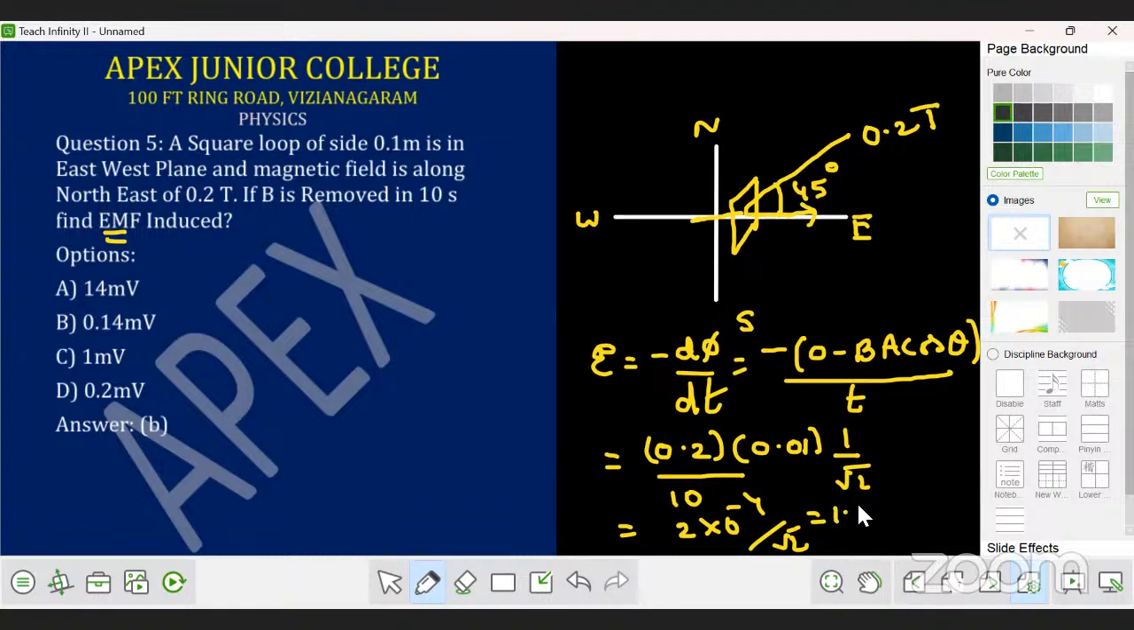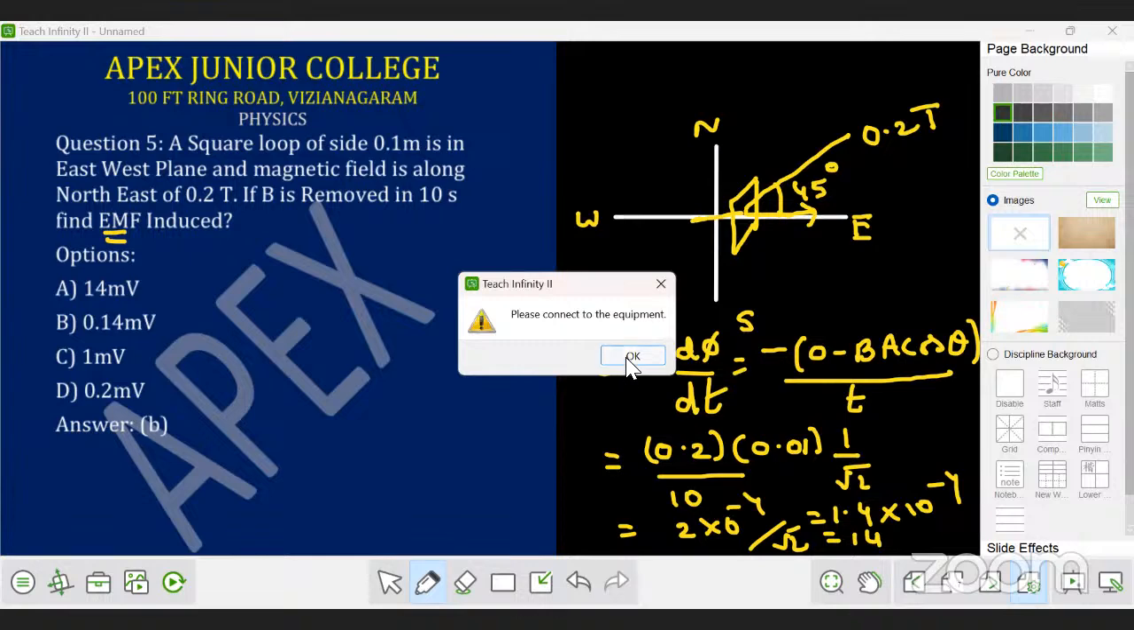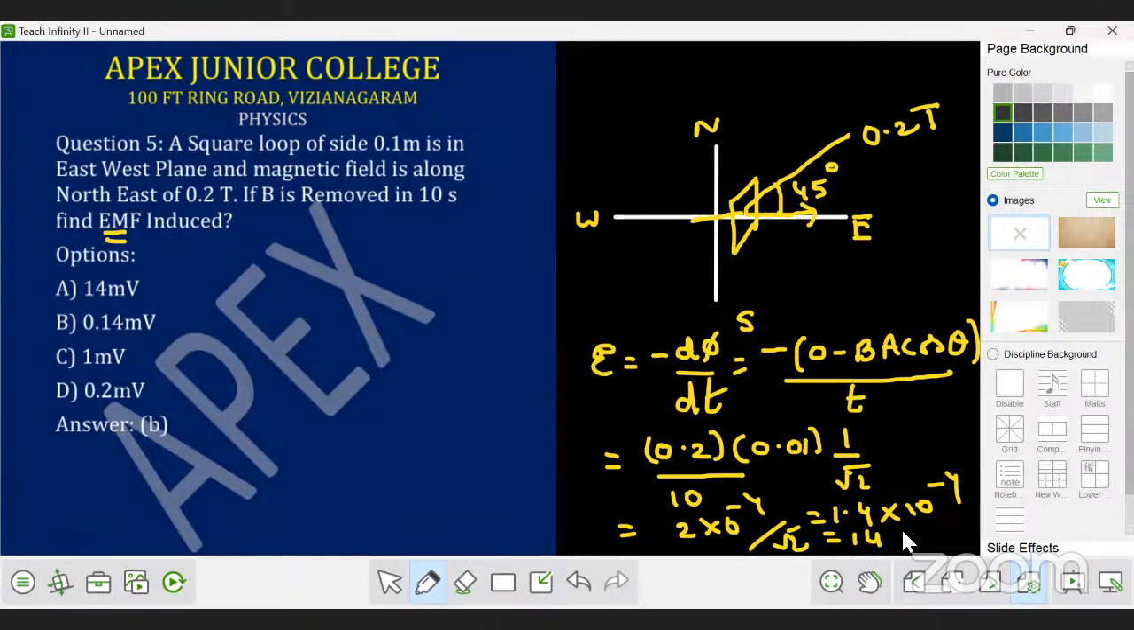Root 2 will be 1.4 into 10 power minus 4. So in terms of milli, if you want to write, you have to convert it into 10 power minus 3 only, na? So that it will be 14 into... no, not 14. This will be 0.14 into 10 power minus 3. So it will be 0.14 milli.